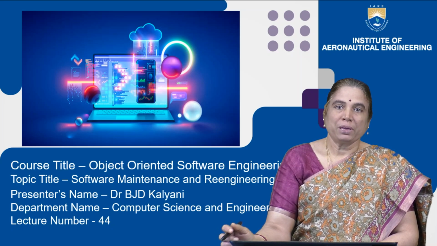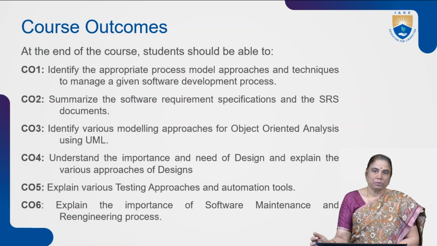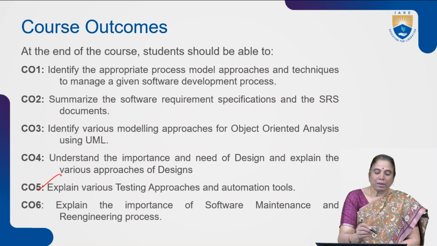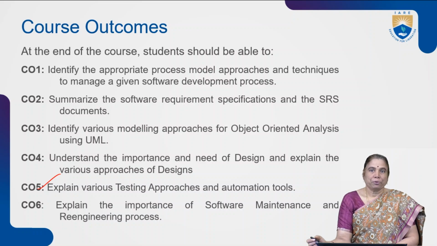This topic outcome is mapped to the two course outcomes of CO5 and CO6. The CO5 is explain various testing approaches and automation tools, and CO6 is explain the importance of software maintenance and re-engineering process. In this video, I will discuss what is software maintenance, why it is needed, what are the key features of software maintenance and types of software maintenance. How re-engineering is related to the software maintenance.